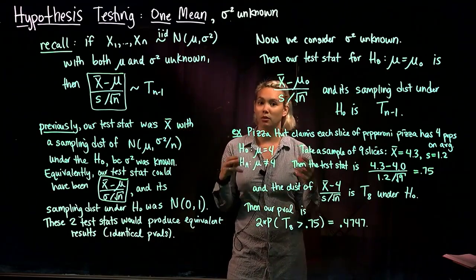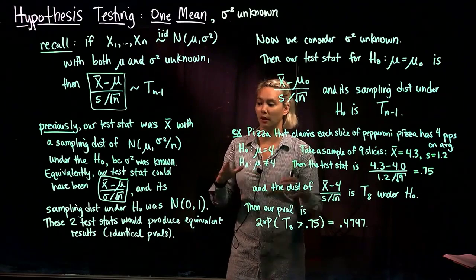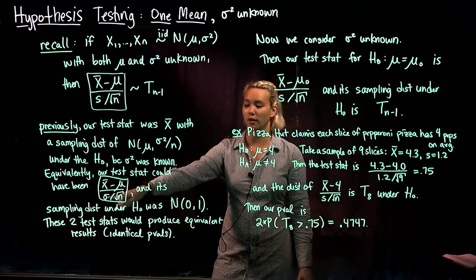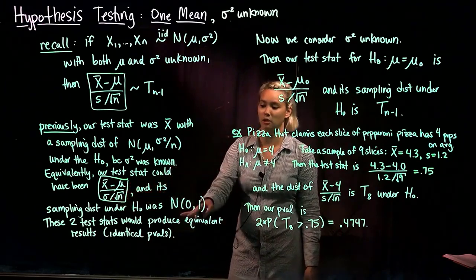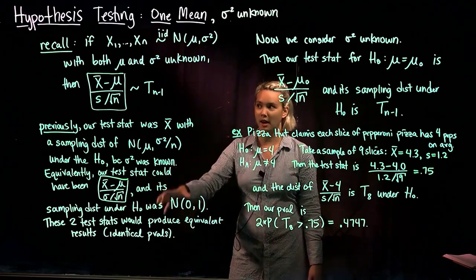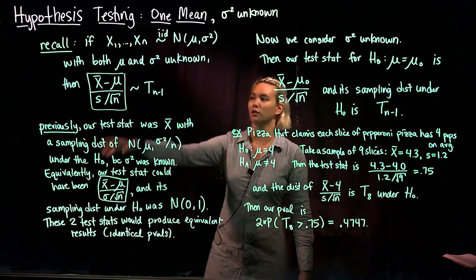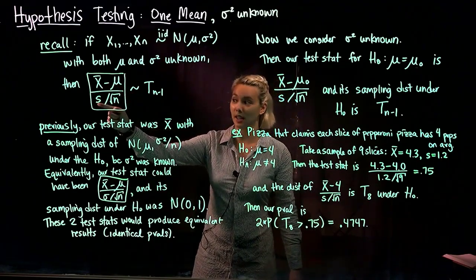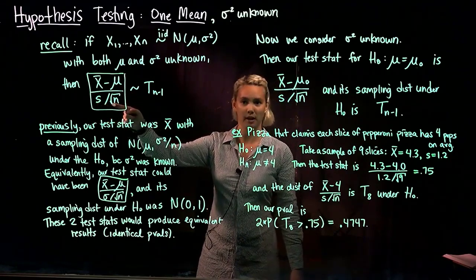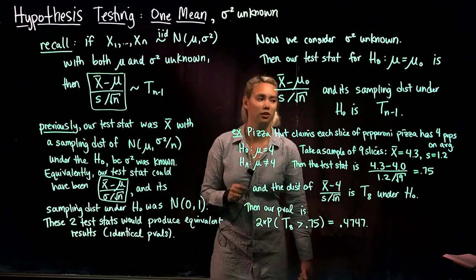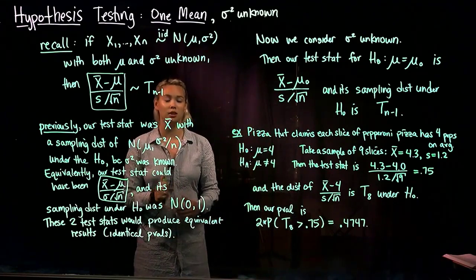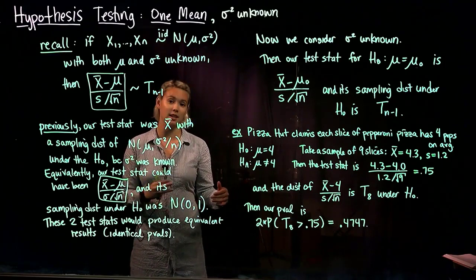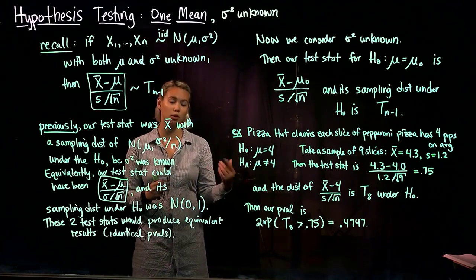All right, so hopefully you see where this is coming from. Before we had a test statistic of x bar minus mu over sigma over root n, and its sampling distribution was a standard normal. Now we're talking about mu being unknown, so we use x bar minus mu under the null divided by sample standard deviation over root n, and that has a t-distribution under the null hypothesis with n-1 degrees of freedom. Okay, so let's go ahead and do a hypothesis testing example where both mu is unknown and sigma squared is unknown.